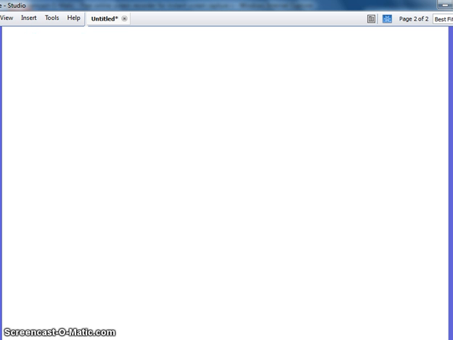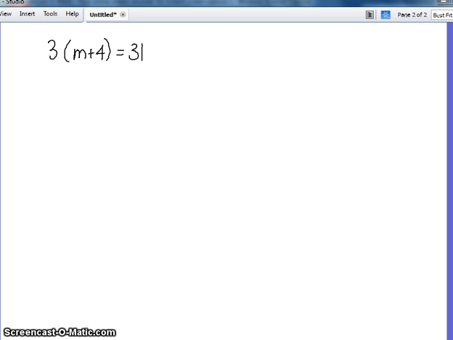So what they're asking you to do, first of all, is expand the brackets out, and then solve for m. So expand, then solve. So we do 3m, because remember there's a times in here, and then 3 times positive 4, remember that sign belongs to the number which follows it. So 3 times 4 is 12, positive 12, equals 31.